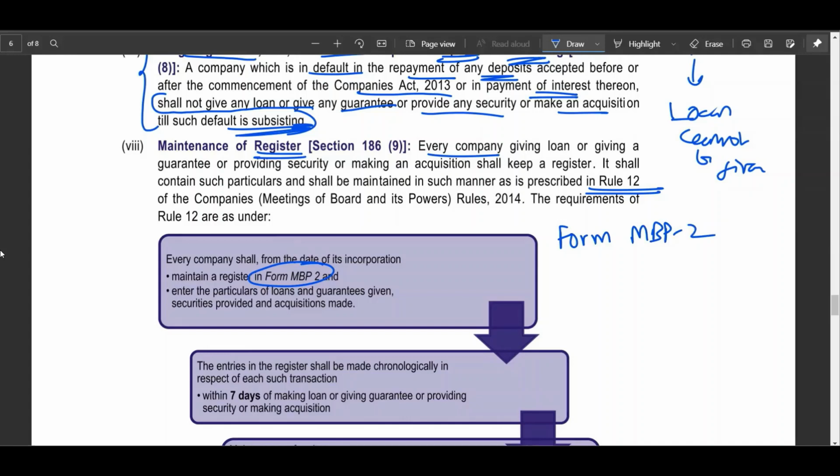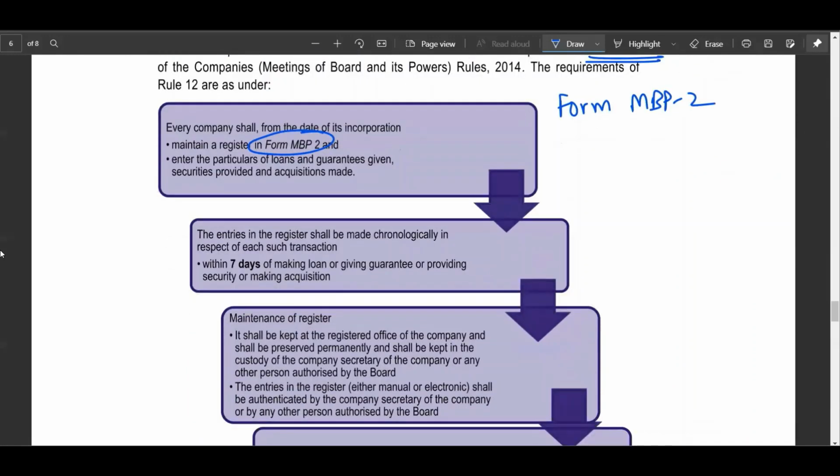In form number MBP2, the register shall have to be maintained where loans, guarantees, and acquisitions that are being made shall have to be documented. Let's read it in this chart. Every company shall, from the date of its incorporation, maintain a register in form MBP2 and enter the particulars of loans, guarantees, securities, and acquisitions made, and they will have to make it within 7 days of making such loans and guarantees and securities and investments, and the entries in the register shall have to be made chronologically.